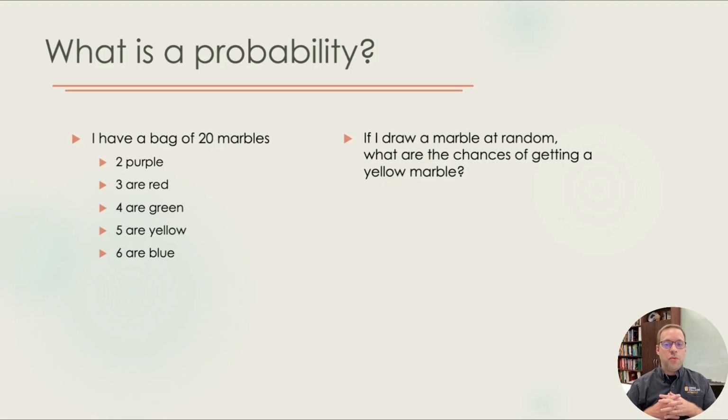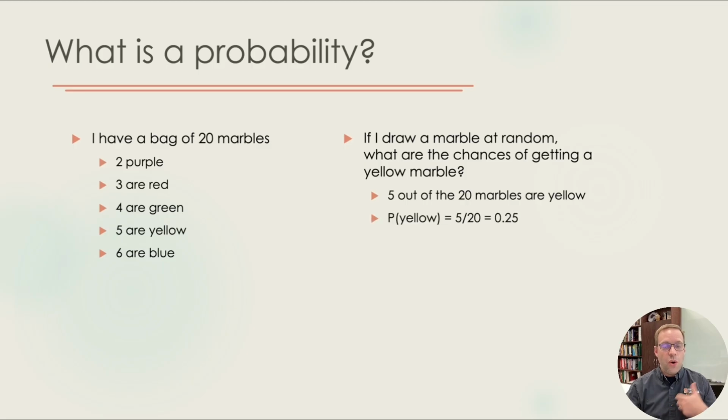If I draw a marble at random, what are the chances of getting a yellow marble? Well, I can fish in the bag for any of the 20 marbles. I can only pull out one. How many of those 20 are yellow? 5 of the 20 marbles are yellow. So there are 5 different possible marbles I could choose that would be yellow. So the probability of drawing a yellow would be 5 out of 20, which is 0.25.